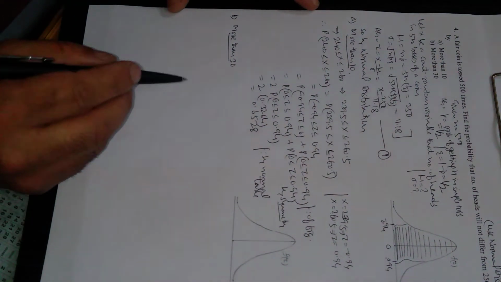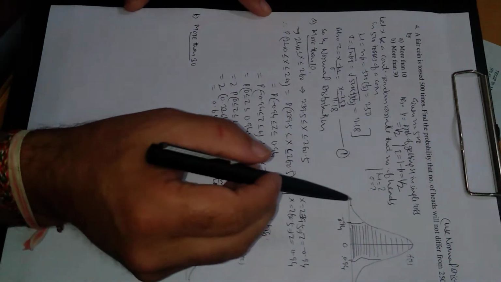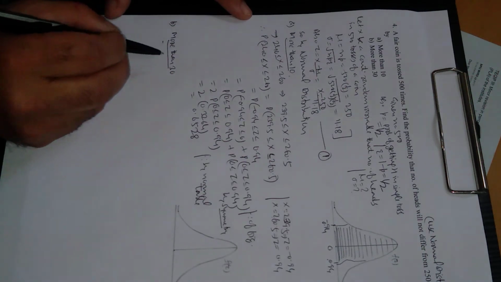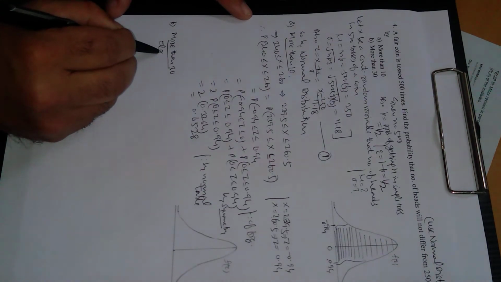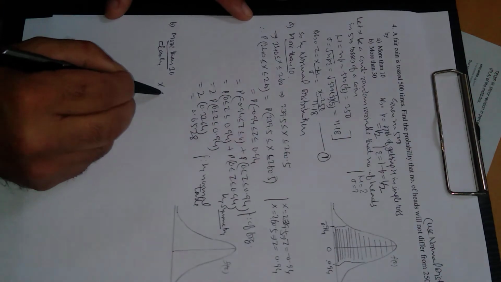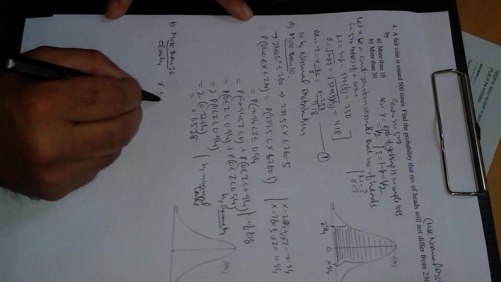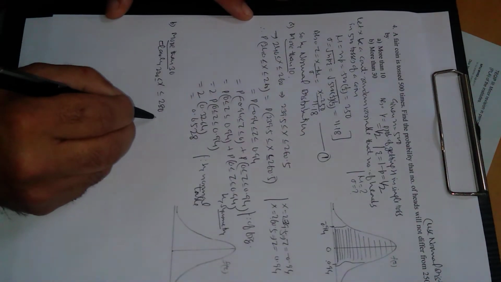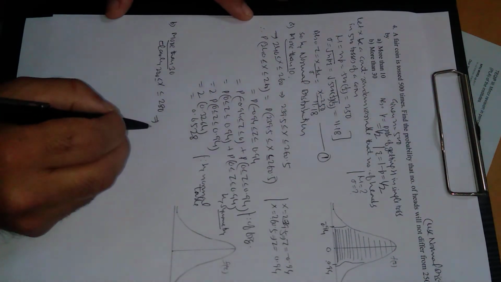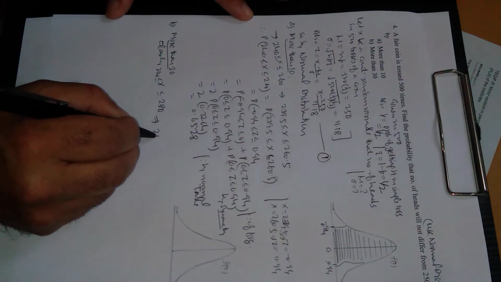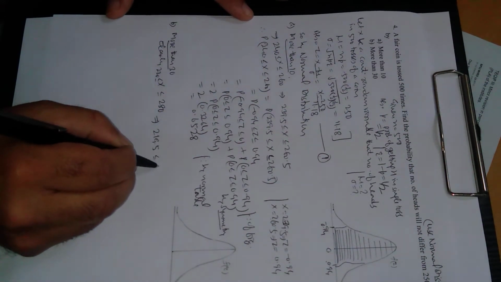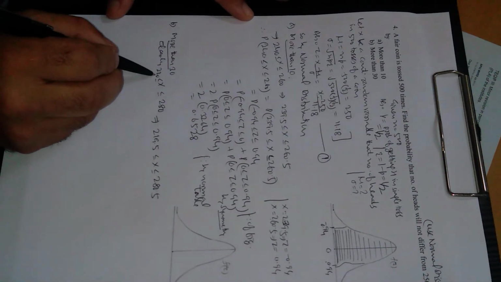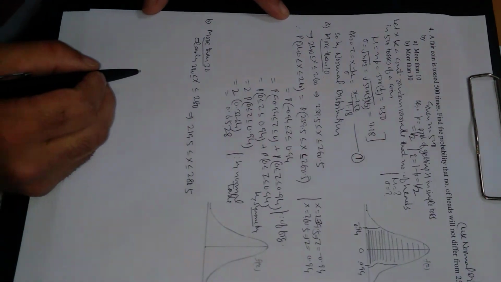Now come to the second part: the number of heads will not differ from 250 by more than 30. So clearly x will be either 30 more than 250, which will be 280, or 30 less, which is 220. In order to make sure there are integral as well as fractional values, this can be written as 219.5 less than x less than 280.5. I subtracted 0.5 from here and added it here.